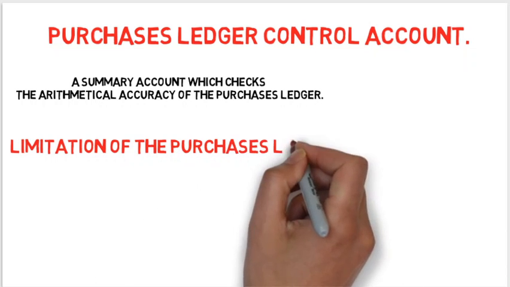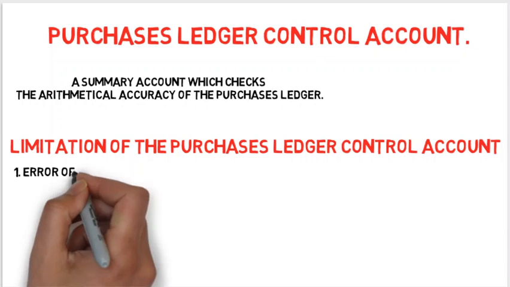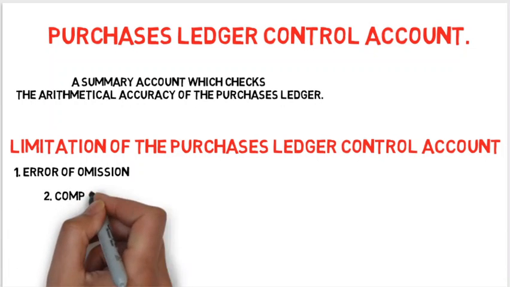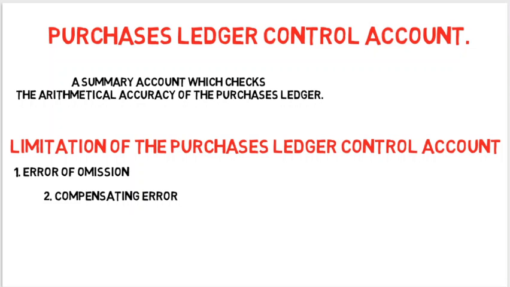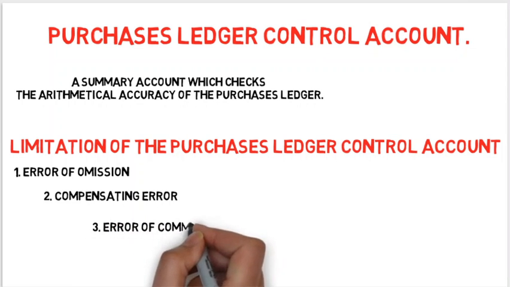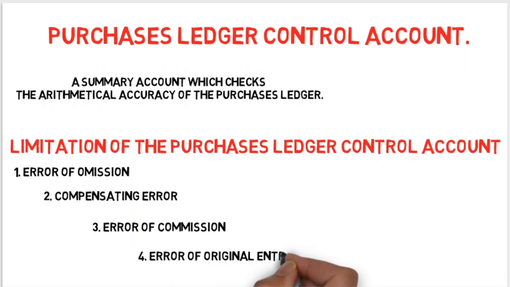Limitation of the purchases ledger control account and example. First, the error of omission, where a transaction has been completely omitted from the records. Second, compensating error, where equal and opposite errors cancel each other out. Third, error of commission, where an amount is posted to an incorrect account of the correct type. Fourth, the error of original entry, where an error is made transferring an amount from the source document into the book of original entry.